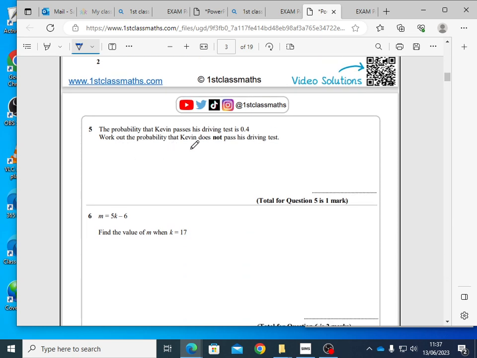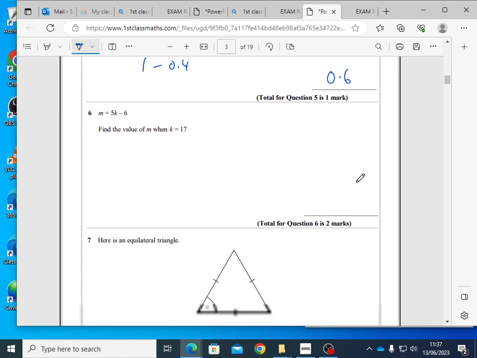Here, the probability Kevin passes his driving test is 0.4. Work out the probability that he does not pass his driving test. Well, it's 1 take away 0.4, which will give you 0.6. Okay, the chances he's not passing.